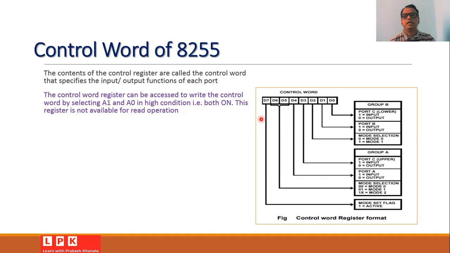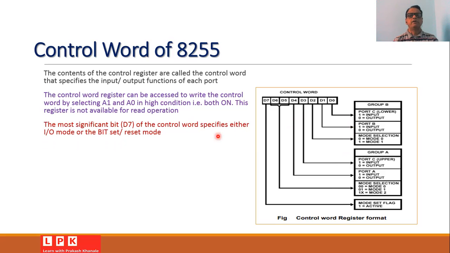As shown in this diagram, one can easily observe that this is an 8-bit word, out of which bit D7 is used for selecting the mode. That is, we can use this IC either in the bit set reset mode or in the IO mode. The next two bits are for the mode selection. Then we can decide whether port A is used as an input or output port, and whether the port C upper part is used as an input or output port. Then we can decide the port B selection as input or output, and similarly the lower part of port C as an input or output port. The most significant bit, D7 of the control word, specifies either the IO mode or the other mode available with this IC, which is the bit set reset mode.